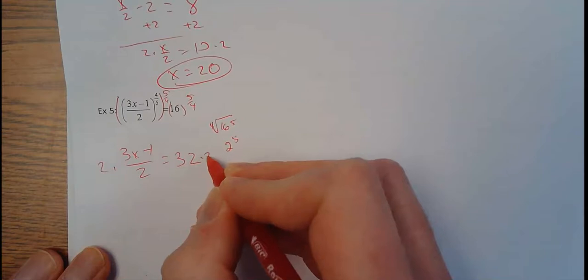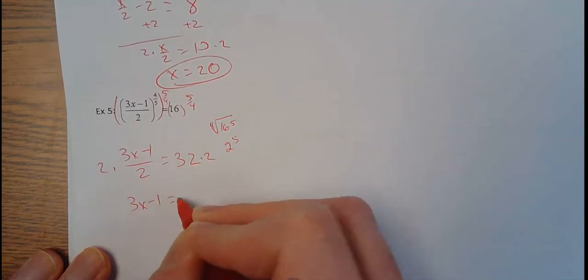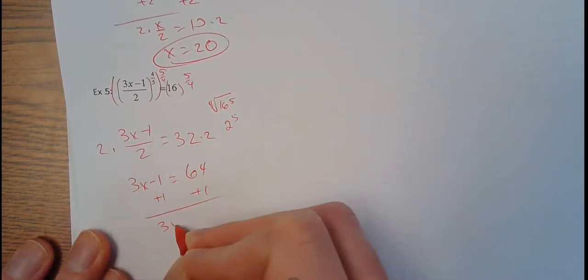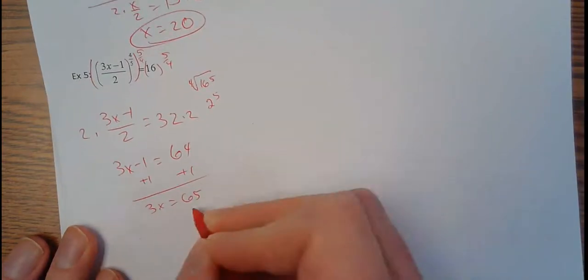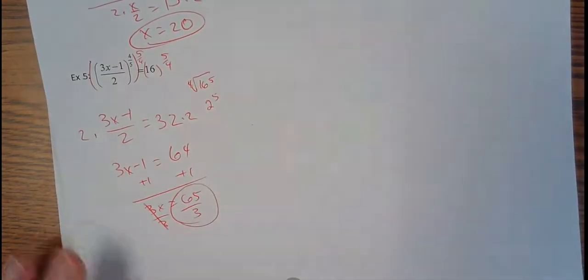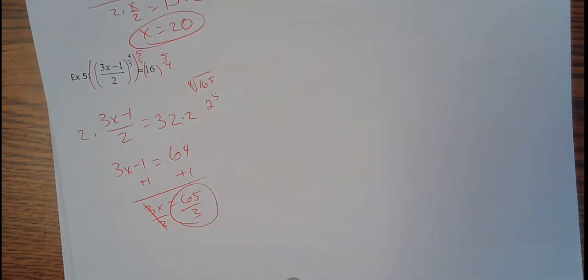So multiply both sides by 2. 64, add 1, add 1. So 3x equals 65. Divide by 3. That does not divide evenly, so you can just leave it as 65/3. Just leave it improper and write it as a fraction.